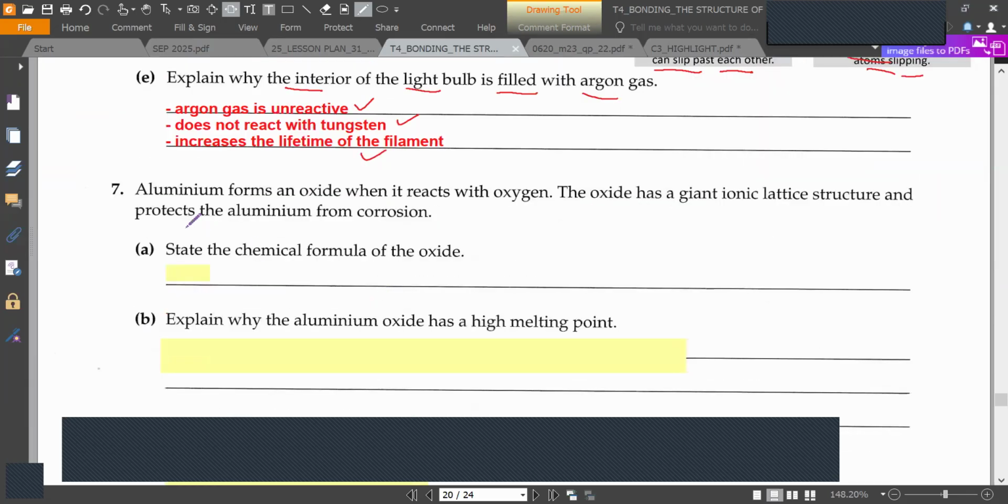Aluminium forms oxide when it reacts with oxygen. So we form Al2O3, as we mentioned just now. The oxide has a giant ionic lattice structure and protects the aluminium from corrosion. Let me find a picture of aluminium oxide.